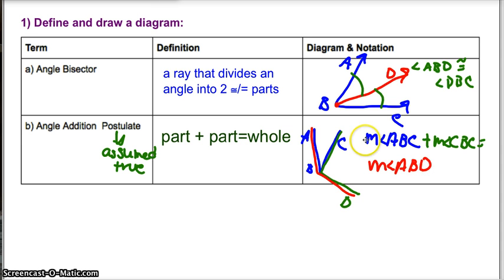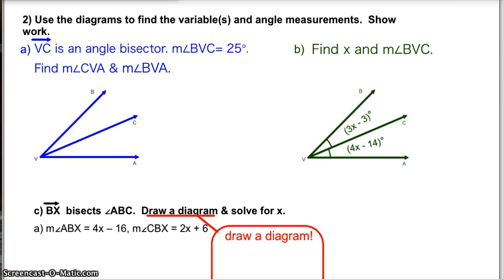The reason why I'm using the measure here is because these are technically numbers. Numbers get added to equal up. So you're not actually adding the angles, you're adding the measurements. But a part plus a part equals the whole. So there's your definitions. Here are a couple of examples.